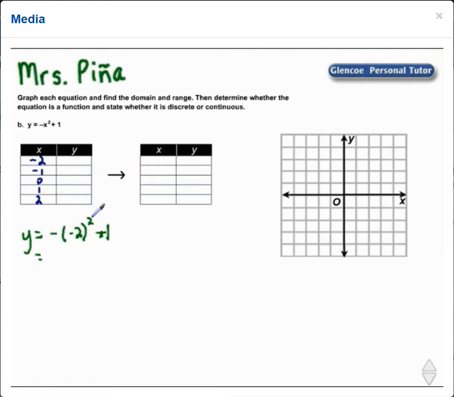Order of operations says exponents, then multiplication. If you want to put a 1 in here and multiply negative 1 times your result, that's fine. You can think of it that way because that's what it means. Negative 2 squared means negative 2 times negative 2, which is 4, times negative 1, plus 1. Negative 1 times 4 is negative 4, plus 1 is negative 3. If I put negative 2 into this equation for x, my y value will be negative 3.